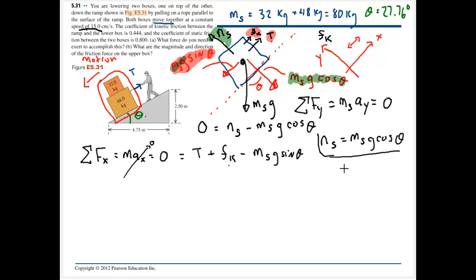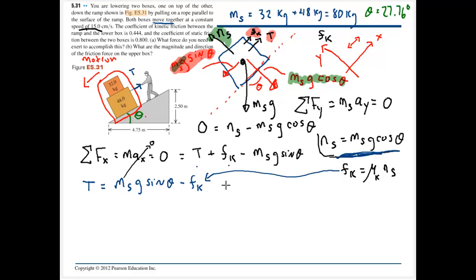Now, I know what the frictional force is. I know that frictional force is going to be equal to the frictional coefficient, mu sub k, multiplied by the normal force of the system. And lo and behold, I've already solved for that using the y direction. I'm solving for tension, so I'm going to write tension is going to be equal to mass of the system, gravity, sine theta, minus the frictional force, which again, I'm going to plug this guy in right there.